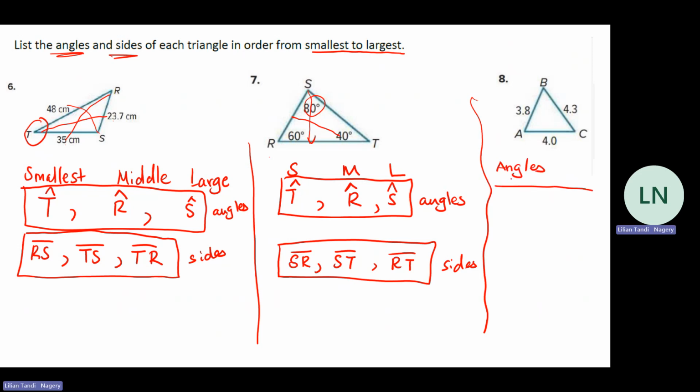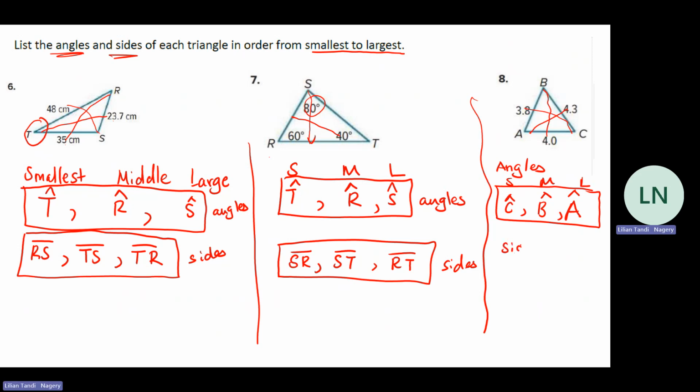Okay, and then we say small, medium, large. The smallest angle comes from the smallest side, so that is C. After angle C, 4.0 is the next one, so that is opposite B. And then 4.3, which is opposite A, angle A.